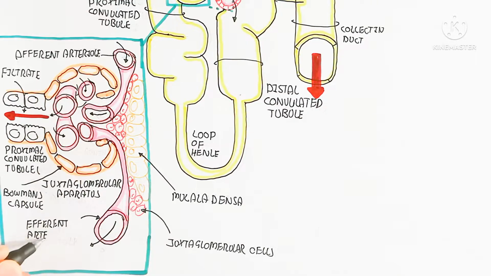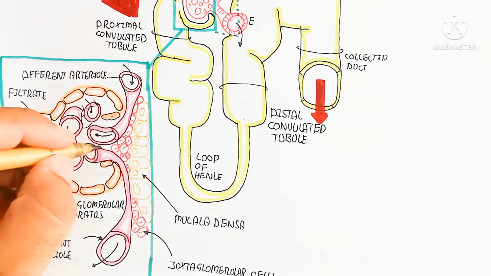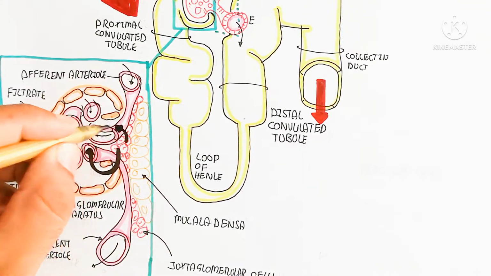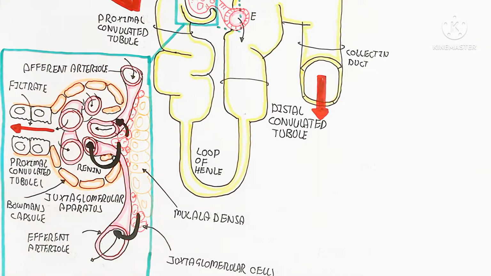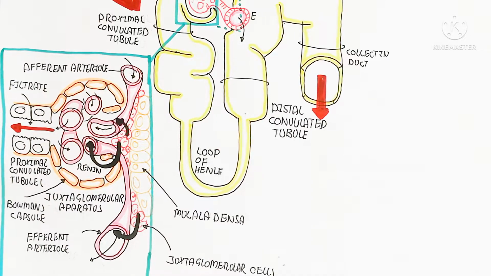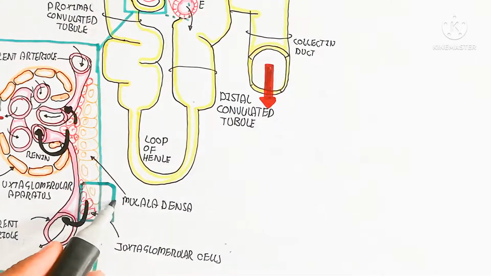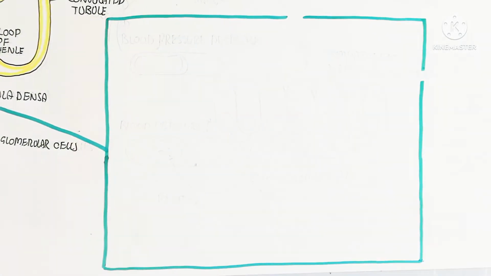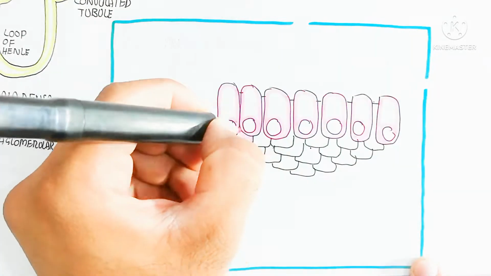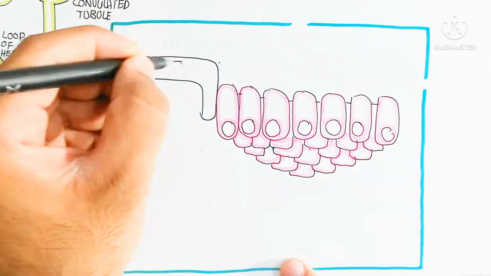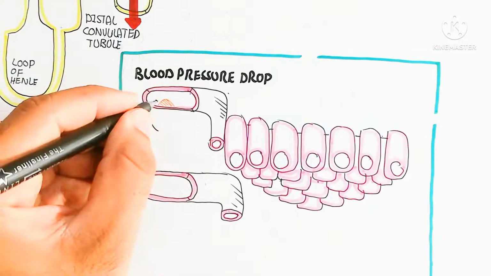This is the Bowman capsule, and this is the juxtaglomerular apparatus, and this is the efferent arteriole. So remember, when the afferent arteriole relaxes and the efferent arteriole contracts, more blood will flow toward the glomerulus for filtration, so more filtrate is produced. So this is the mechanism. After the constriction of the efferent arteriole, the blood pressure will decrease, which leads the blood to move through the efferent arteriole easily, and on for reabsorption through the vasa recta.